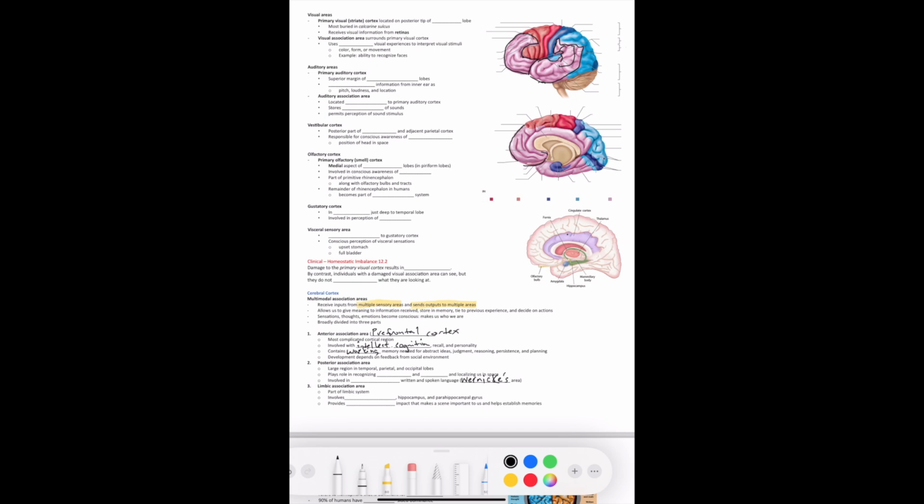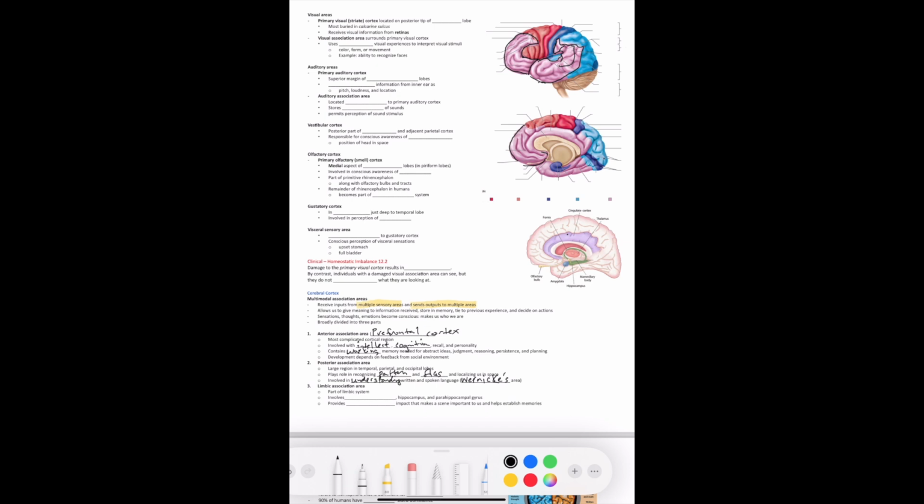So considering the location of where it's at, we discussed the visual association area. It plays a role in recognizing patterns and faces, and also localizing us in space. It is involved in understanding written and spoken language.